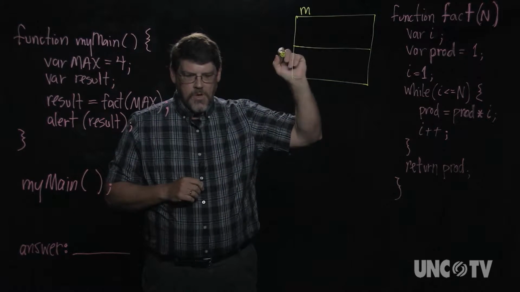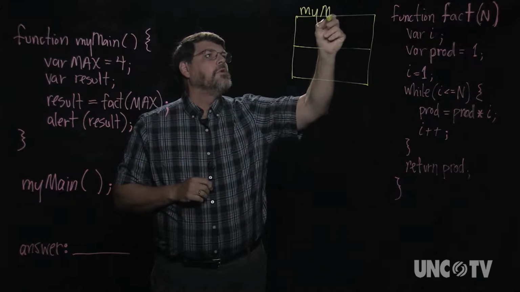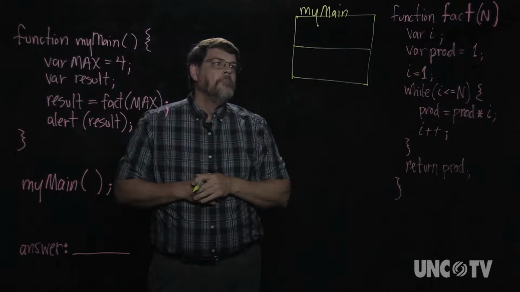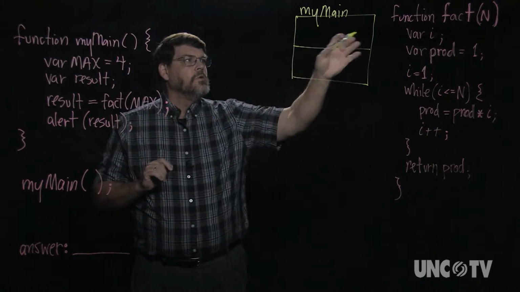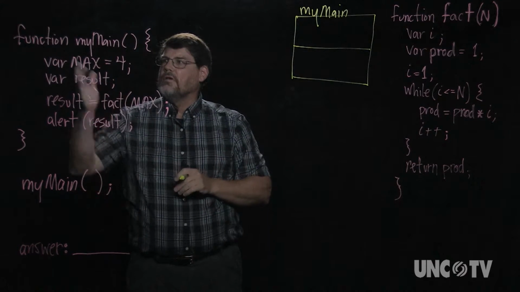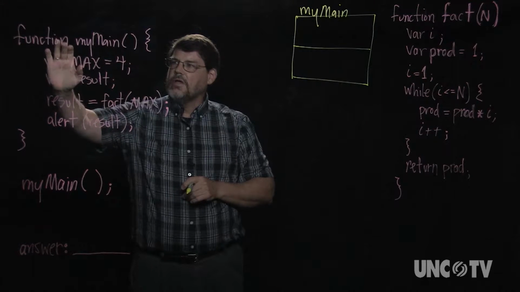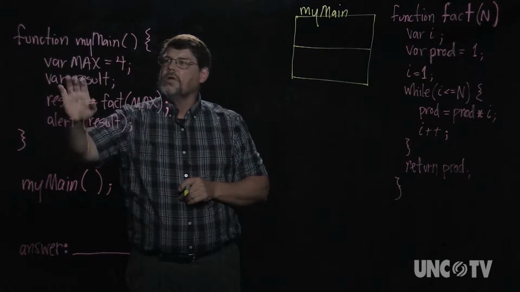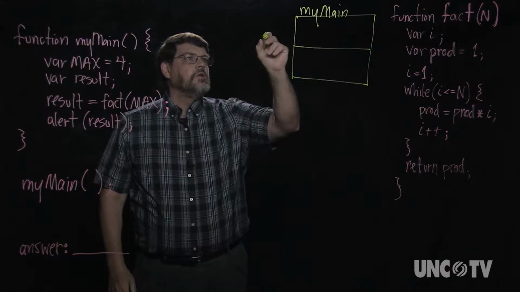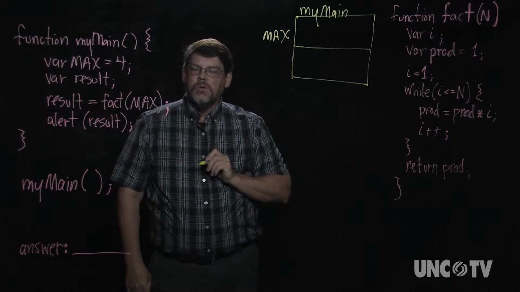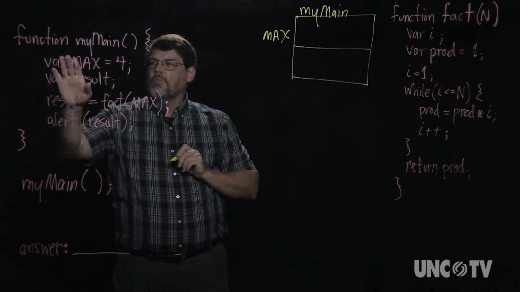Up on top of the memory map, I'm going to put the name of the function that it is representing. And then inside, I'm going to carve off a little row for every variable that is involved in the function. So we see here, as we begin executing from top downward, here is the creation of a variable, and it is called max. And so I'm going to label one of my slots in the memory map max.